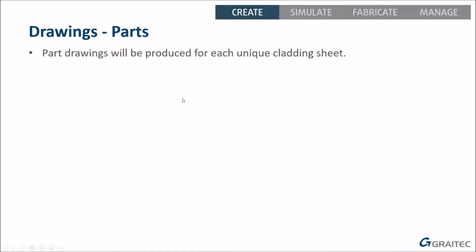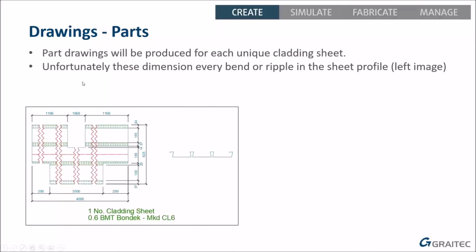When it comes to part drawings, you can actually produce part drawings for each unique cladding sheet. After you do the numbering, they'll all be numbered CL 1001, 1002, 1003, or whatever. But when you do that, you can see obviously the sheet has all these different ridges in it. Unfortunately, when it draws that sheet, it dimensions all those ridges because they all count as visible edges, which is a bit annoying and a bit messy.